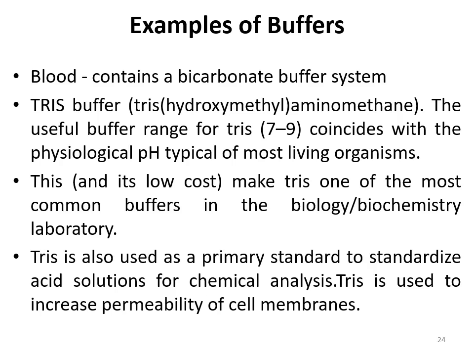Next is tris buffer. Tris is tris hydroxymethyl aminomethane. The useful buffer range for tris is 7 to 9. This coincides with the physiological pH typically of most living organisms. This and its low cost make tris one of the most common buffers in biology and biochemistry laboratories. Tris is also used as a primary standard to standardize acid solutions for chemical analysis. Tris is used to increase the permeability of cell membranes.